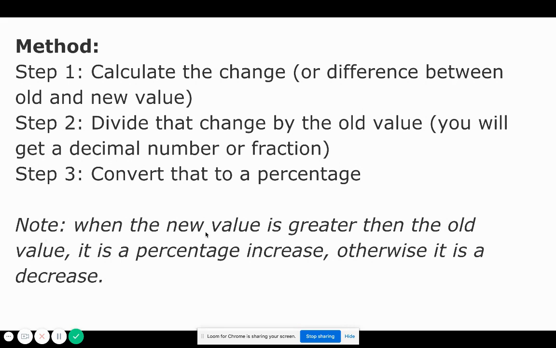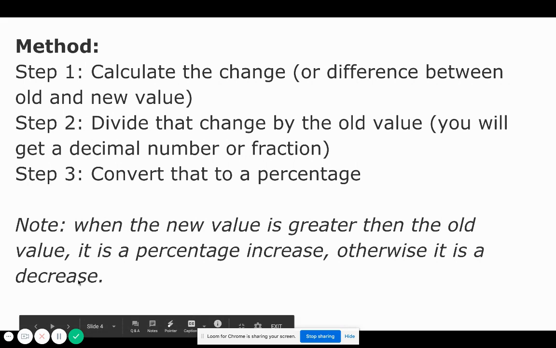Now, this is very important. Note that when new value is greater than old value, it is percentage increase. Then what happens the other way around? When new value is less than the old value, then it is going to be a decrease.